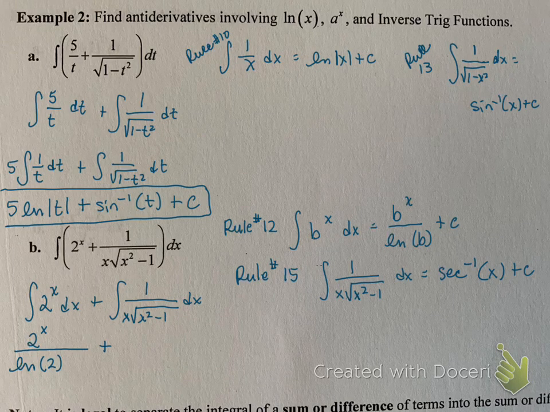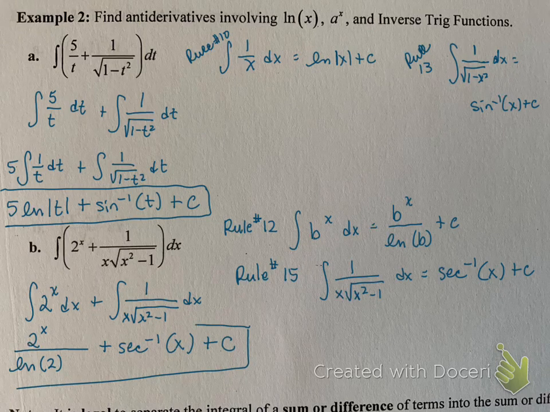But I have a second piece, so that's why I'm not writing up the plus c right now. I have to integrate 1 over x times the square root of x squared minus 1. So once again, there's a rule that matches that up, and it's the inverse secant x. Then I tack on the plus c to my answer. So that's how you do a and b. So once again, those are using logarithms to figure out how to take the integration of it.